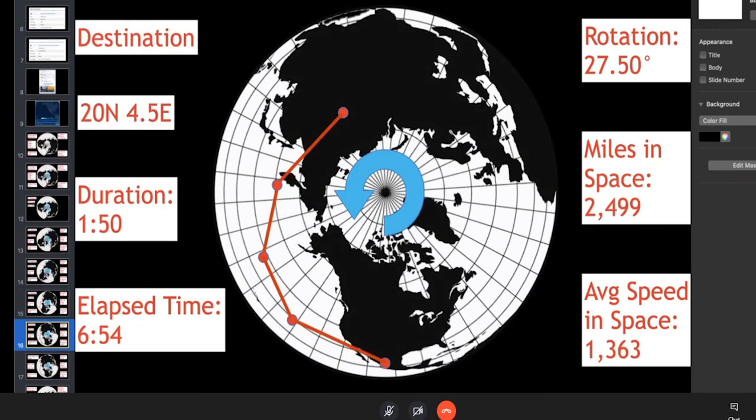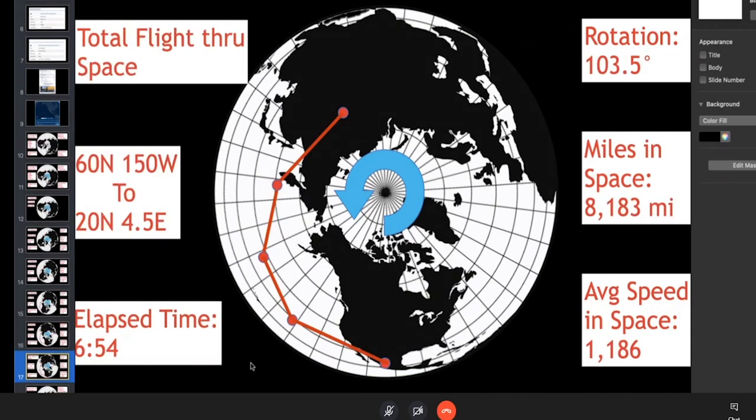And the destination, when they finally arrive in Mexico City at 20 degrees north, another hour and 50 minutes. They've reached the elapsed time for the flight, 27.5 degree rotation of the Earth. They went a whopping 2,499 miles in space on this last leg during the last hour and 50 minutes of the flight. And their average speed increased drastically to 1,363 miles an hour. Now remember, they've inherited from their starting location 513. So if you subtract the 513, the engine would theoretically add to their acceleration and their speed about 850 miles an hour.